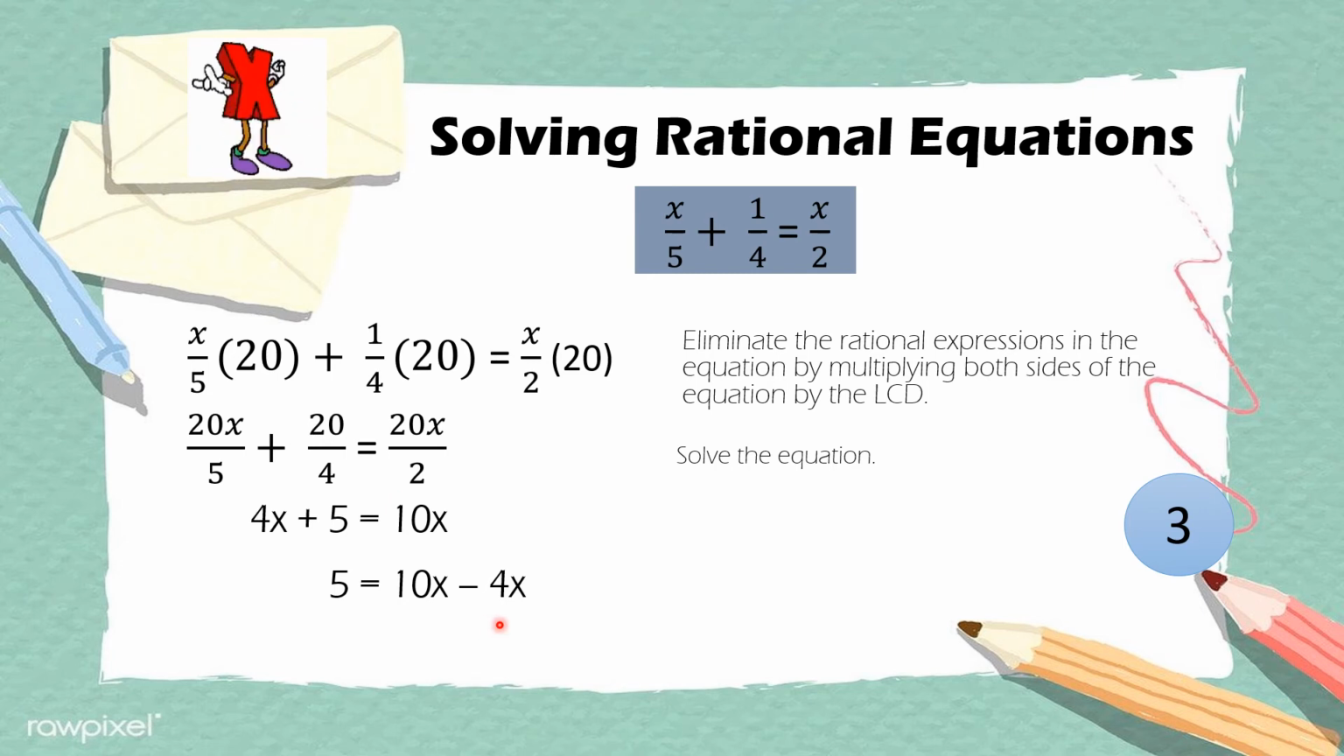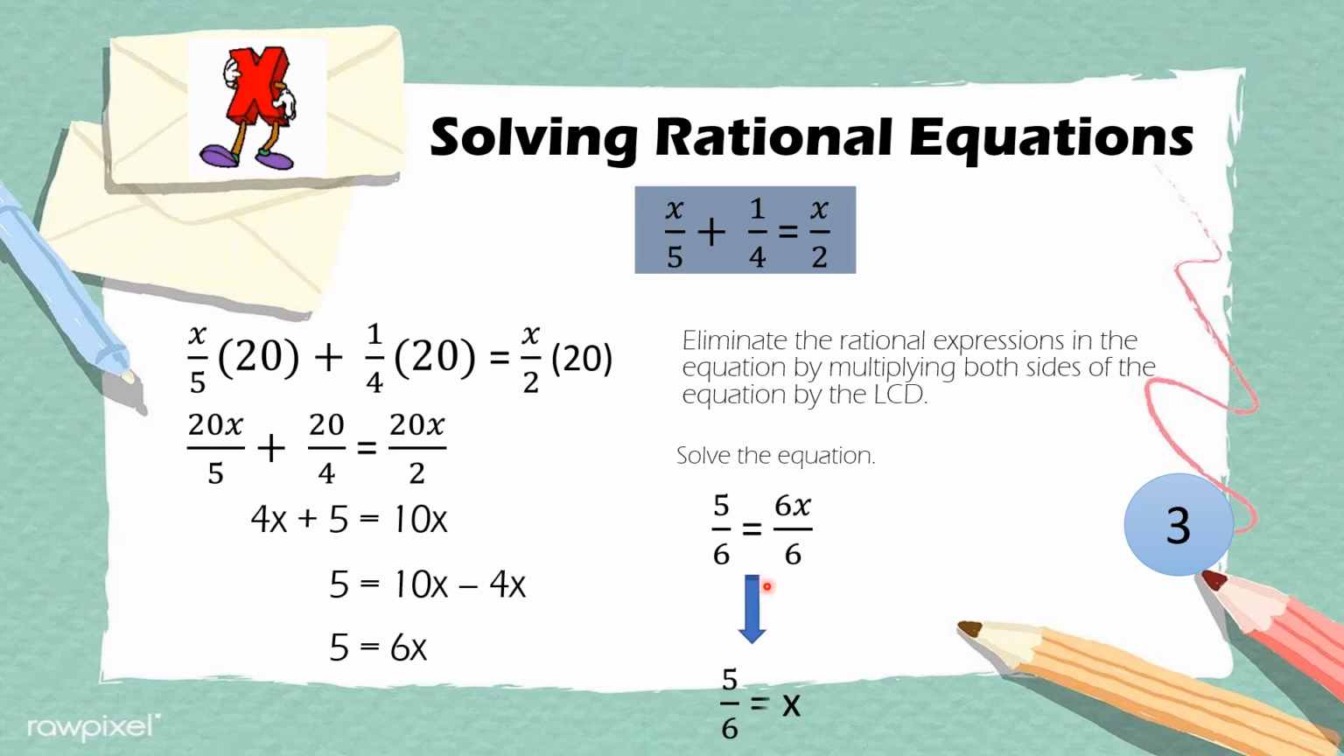negative 4x. So we have here 5 equals 6x, and dividing both sides by 6 to solve for x, we now have x equals 5 over 6, or 5 over 6 equals x.